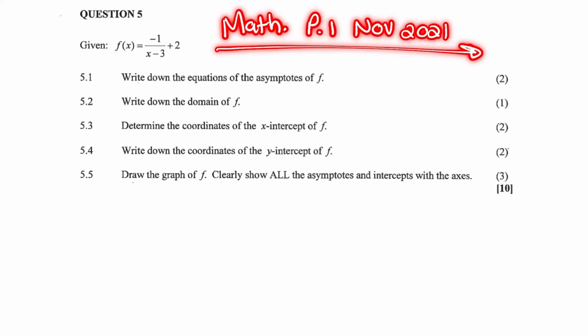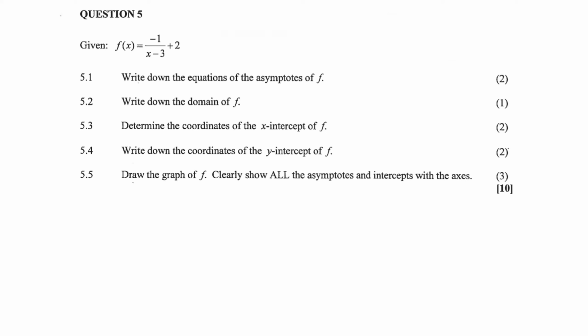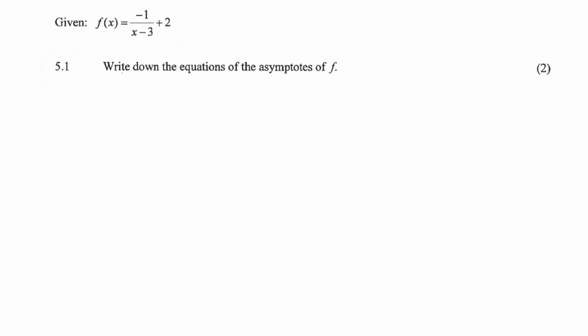We are going on with Mathematics Paper 1 of November 2021. Let us start with question 5. Given that f(x) is equal to negative 1 over x minus 3, plus 2. 5.1. Write down the equations of the asymptotes of f.